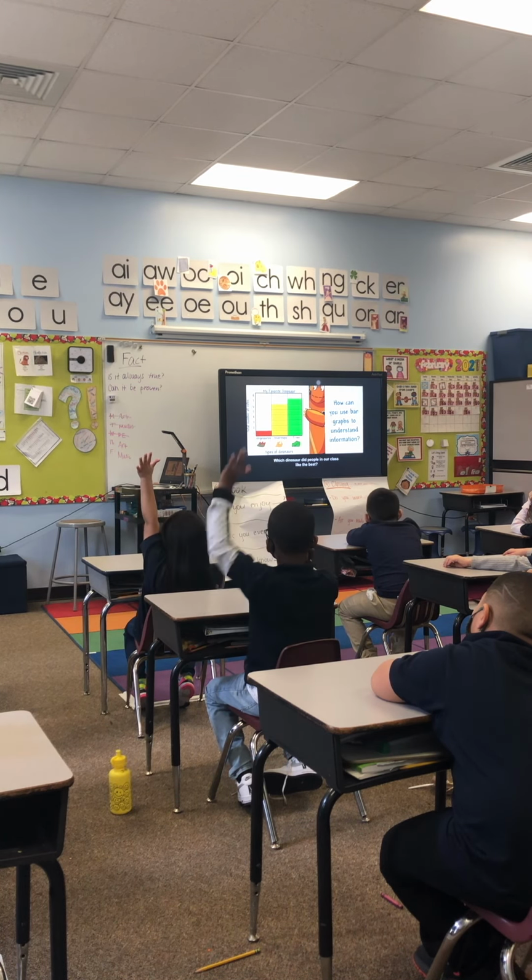Which dinosaur did people like the least? Or, if you don't know, which color? Raise a silent hand. Which color or which dinosaur is that? Stegosaurus.